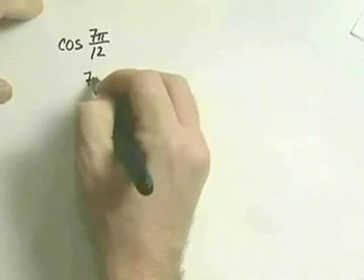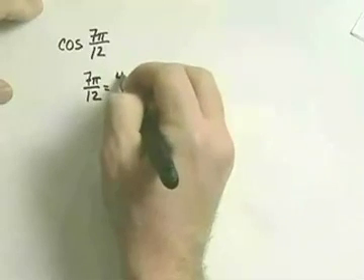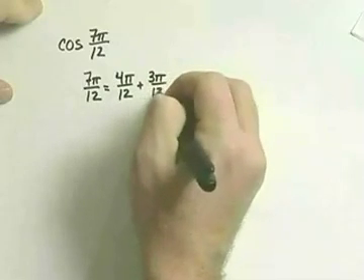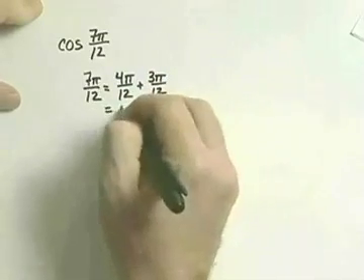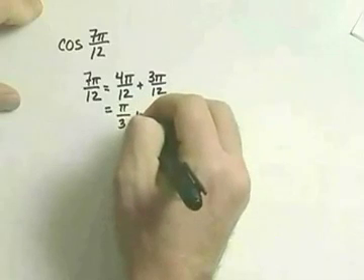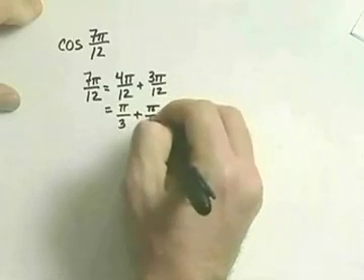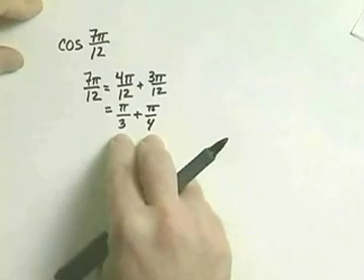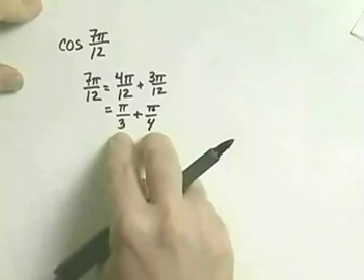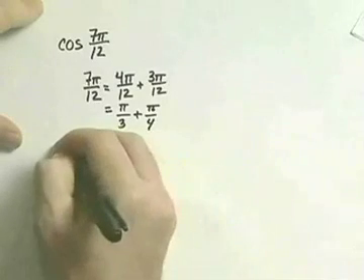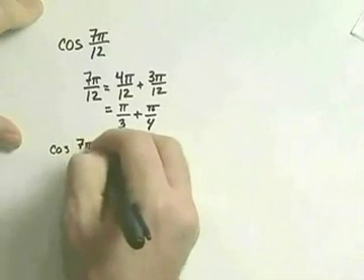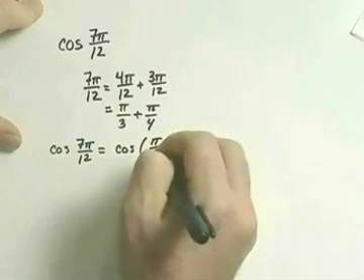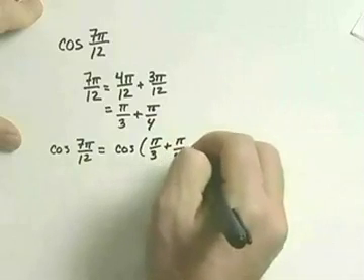So 7 pi over 12 can be written as 4 pi over 12 plus 3 pi over 12. 4 pi over 12 is pi over 3, and 3 pi over 12 is pi over 4. We know the exact values of all the trigonometric functions for these angles. So what I'm going to do is write the cosine of 7 pi over 12 as the cosine of pi over 3 plus pi over 4.